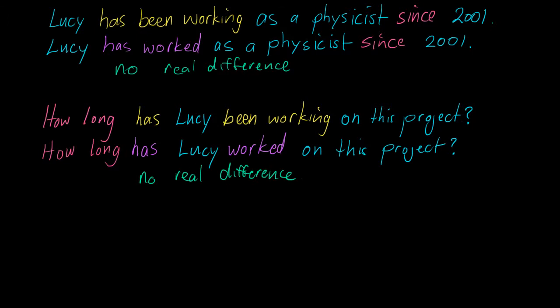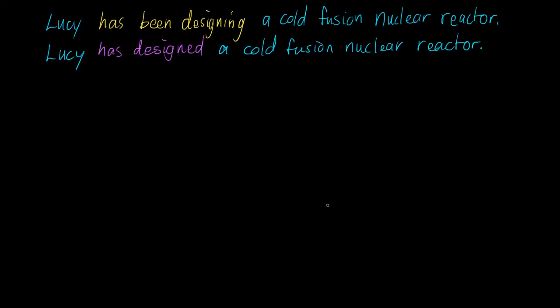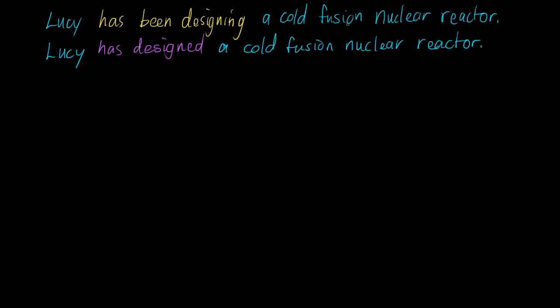Let's now look at a more complex case. So this time we have the sentence, Lucy has been designing a cold fusion nuclear reactor. And the other one, Lucy has designed a cold fusion nuclear reactor. Now, there's a few things that we could say here. The ing form, so the first one, the continuous form, present perfect continuous in yellow, indicates here many possible things. So there is a significant difference between these two sentences.